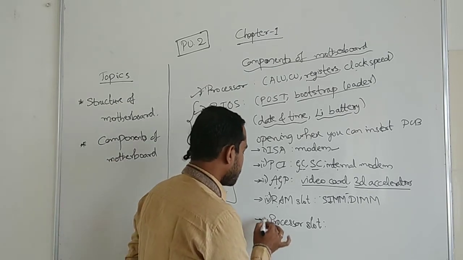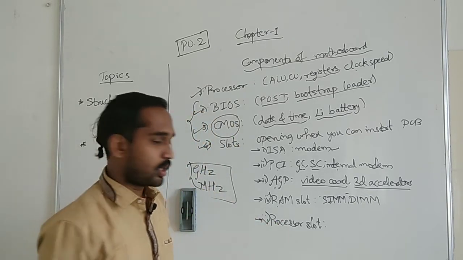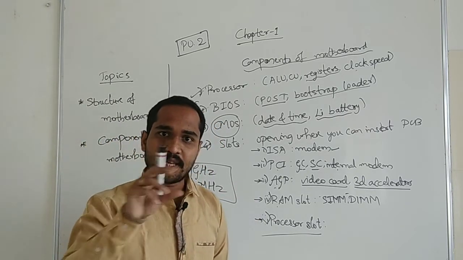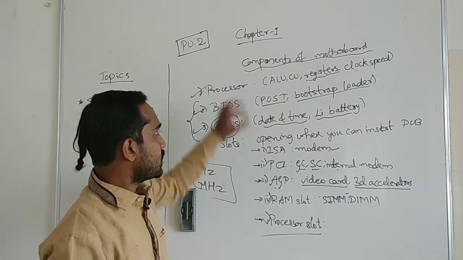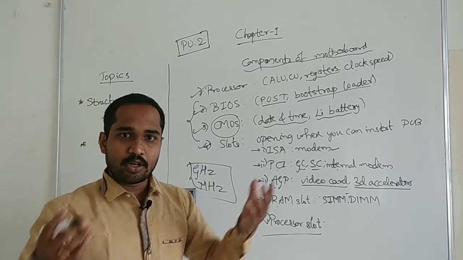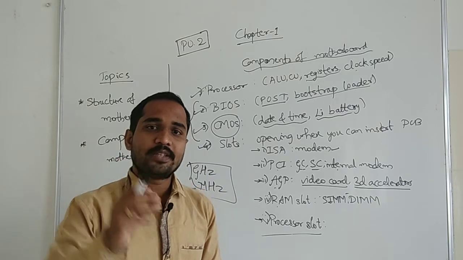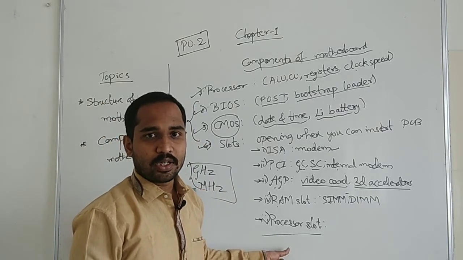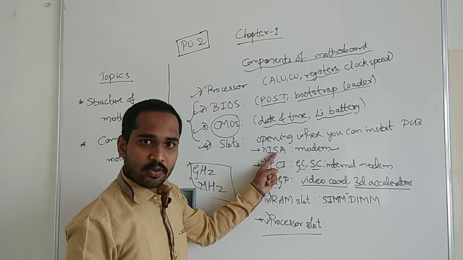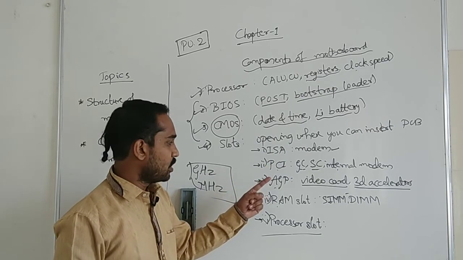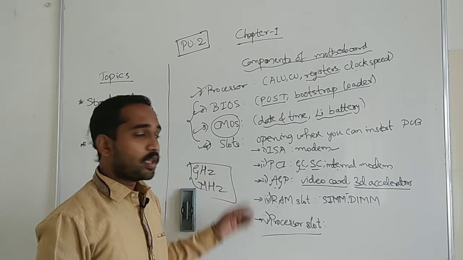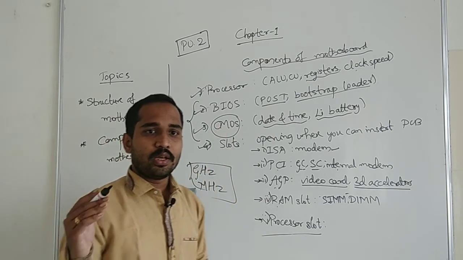And the biggest slot is the processor slot. Why is it the biggest? Because the processor itself is the biggest component of the motherboard. The place where the processor is inserted is the processor slot. On the motherboard, there will be an opening for inserting the processor, and that opening we call the processor slot. So this is all about the slots: Industry Standard Architecture, first one; Peripheral Component Interconnect; Accelerated Graphics Port; RAM slot; processor slot. Let us go to the next one.